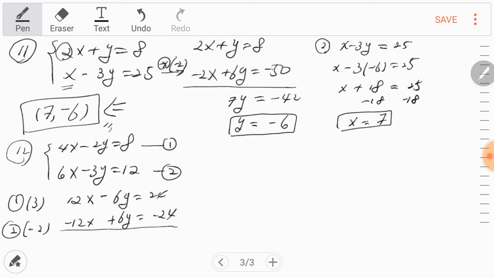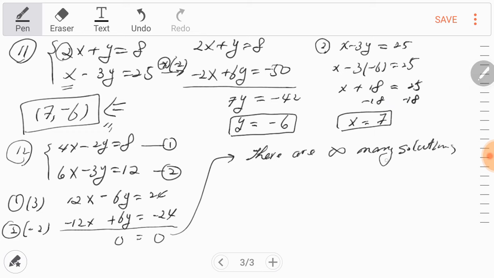Okay, and then what? Add these two equations, then the x terms are gone, the y terms are gone, and that is equal to 24 minus 24, which is 0. This is our result, 0 equals 0. This is a true statement, right? Always true. So once you get this, what's our conclusion? There are infinitely many solutions. Whenever this is true, we conclude there are infinitely many solutions.